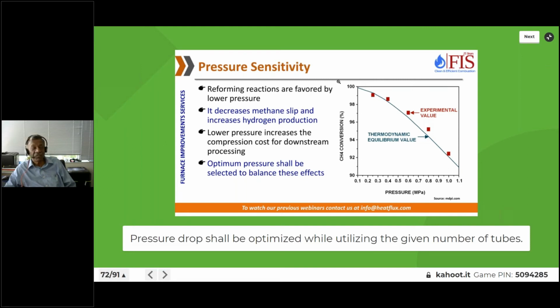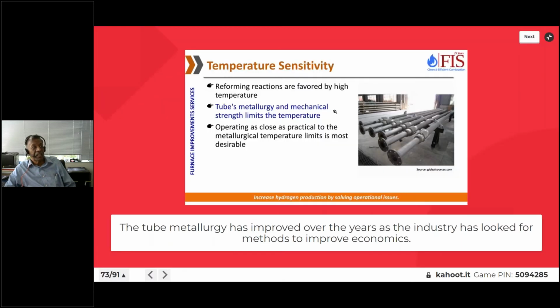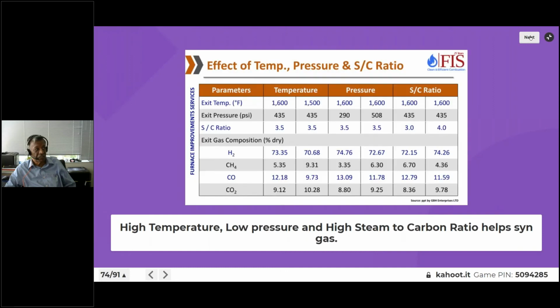So that kind of makes a difference. You can see as the pressure goes down, the methane conversion goes up. You can see over here. Similarly with temperature: as the temperature goes up, the methane conversion goes up, so slippage goes down. So higher pressure is good for us. Higher temperature is good for us. And these are the effects of temperature, pressure, and steam to carbon ratio.